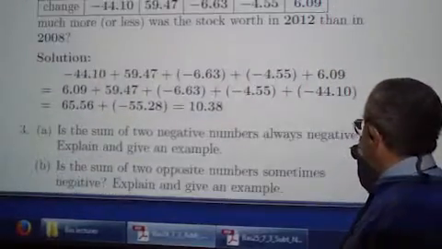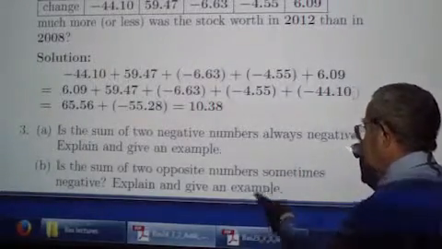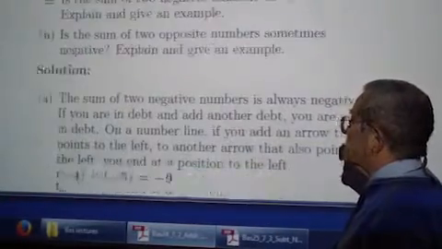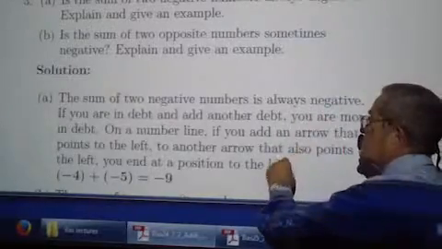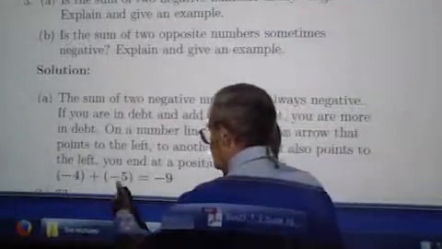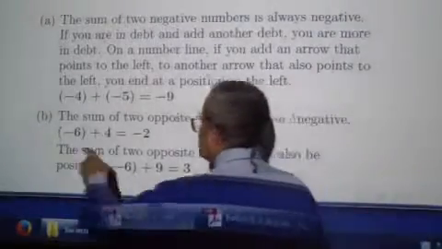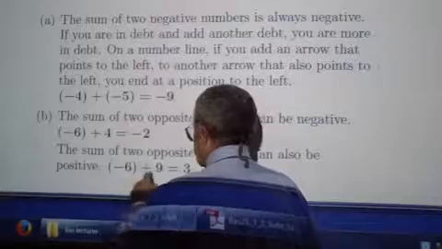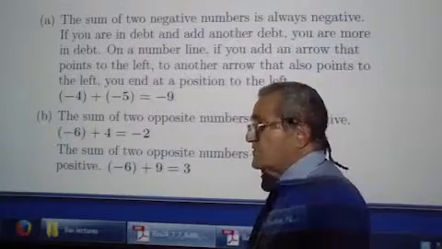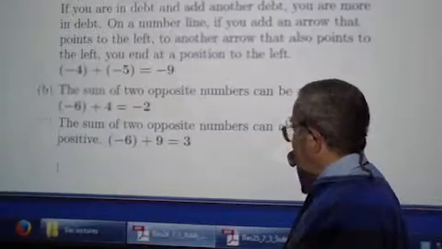Is the sum of two negative numbers always negative? Explain and give an example. Is the sum of two opposite numbers sometimes negative? Explain and give an example. The sum of two negative numbers is always negative. If you're in debt and you go more in debt, you're definitely in debt. Negative 4 plus negative 5 is negative 9. The sum of two opposite signs, negative 6 plus 4 is negative 2. Negative 6 plus 9 is positive 3. So sometimes the result is positive, sometimes it's negative. It can even be 0. Like 5 plus negative 5, they're opposite, and they add to 0.